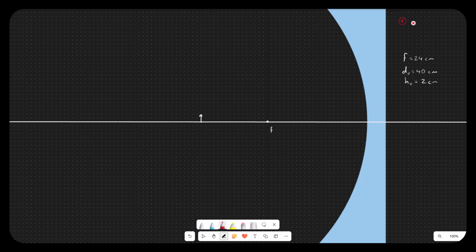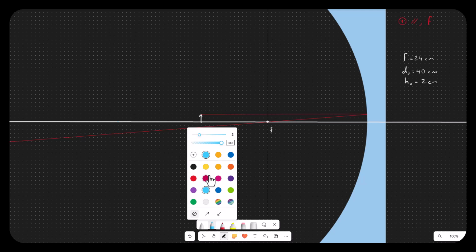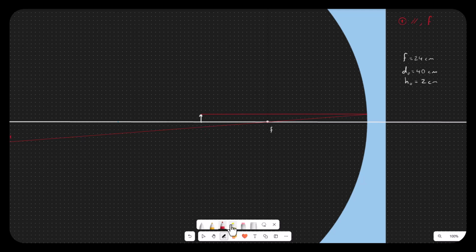Ray 1 is going to go parallel to my axis and then through the focal point. So I'm going to go parallel to my axis and then through the focal point. And that's like that. That was ray 1. Ray 2 is going to do the opposite.